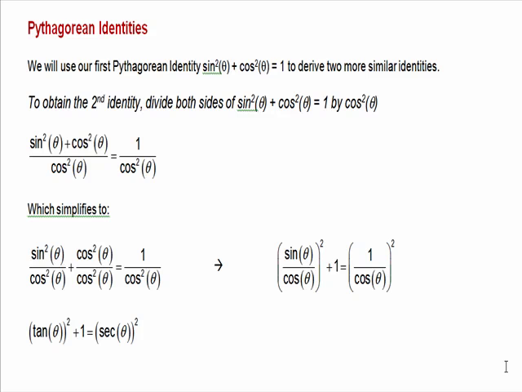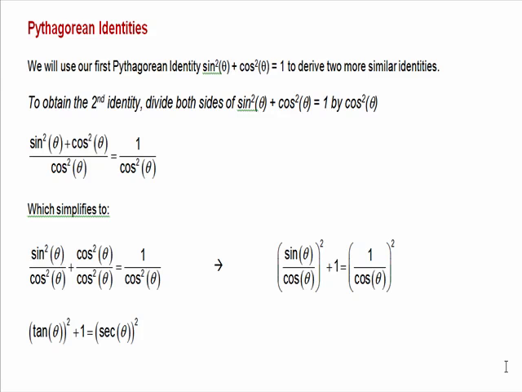So to obtain the second identity, I'm going to divide both sides of this original identity by cosine squared theta. If I do that, notice I have sine squared theta plus cosine squared theta all over cosine squared theta equals 1 over cosine squared theta, which now if I take the left side and break it into two fractions, I end up with sine squared theta divided by cosine squared theta plus cosine squared theta divided by cosine squared theta equals 1 over cosine squared theta.